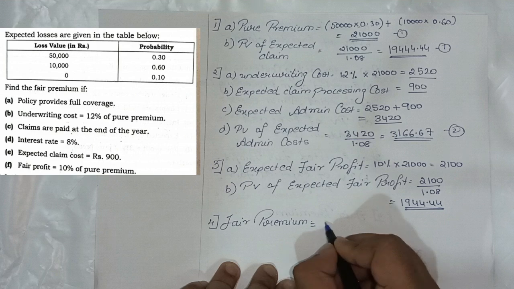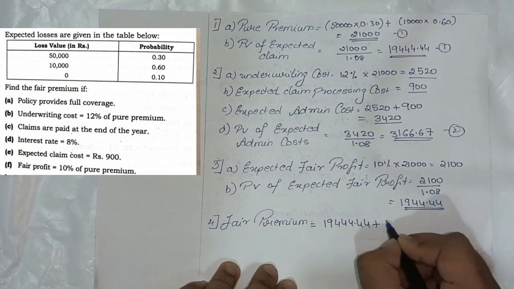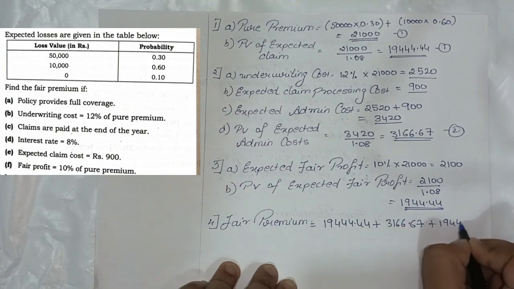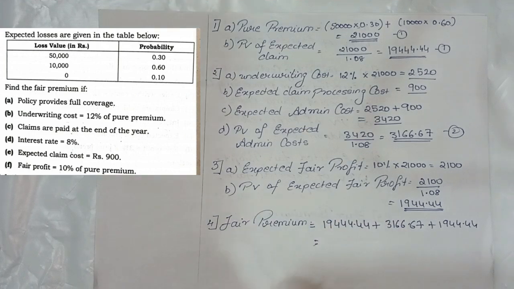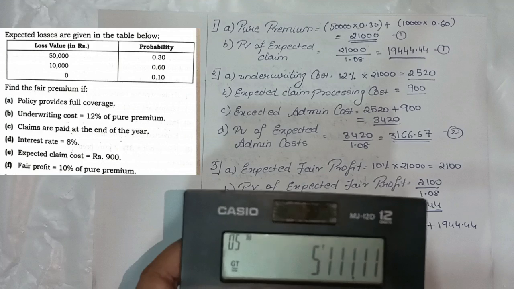Last fair premium, so the first value was 19,444.44 plus 3,166.67 plus 1,944.44. When we add up on the calculator, we take 19,444.44 plus 3,166.67 plus 1,944.44. The value that we should get is 5.